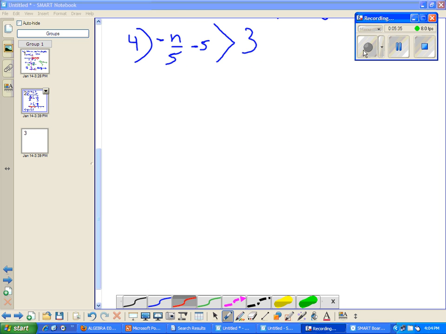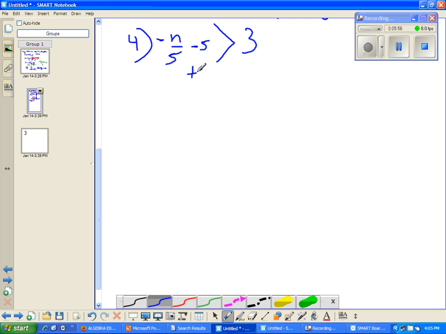And finally, I think one of the harder problems in the unit, because it combines all the things we learned in the previous three problems. We need to isolate the variable n in this case: negative n over 5 minus 2 is greater than 3. Let's get the 2 to the other side by adding 2 to this side, plus 2 to this side. That gives me negative n over 5 is greater than 5.